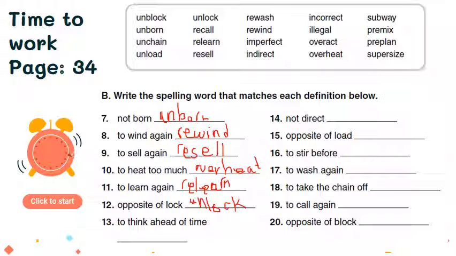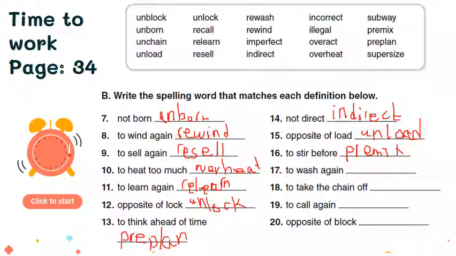13. To think ahead of time. To think something ahead of time, before time. So you pre-plan. Okay? You pre-plan for something. Number 14. Not direct, we mean indirect. 15. Opposite of load, we mean unload. To stir before, to stir something before, we mean pre-mix.